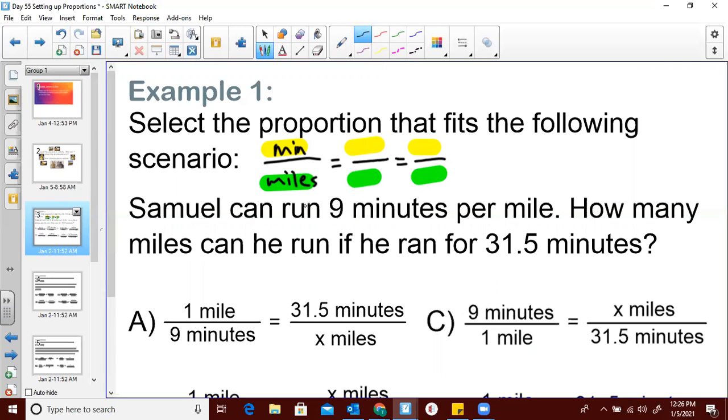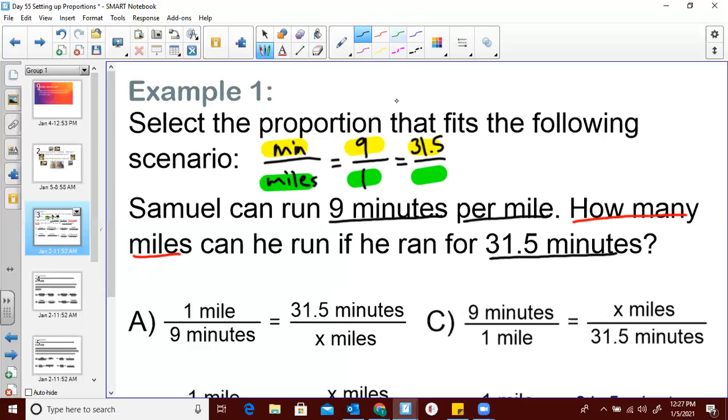So Samuel can run 9 minutes per mile. All right, so we have 9 minutes. And we know that per mile is just going to be 1. That means every mile he can run it in 9 minutes. So how many miles can he run if he ran for 31.5 minutes? Well, let's take what we know. We know 31.5 minutes. So I'm going to put 31.5 minutes in there.